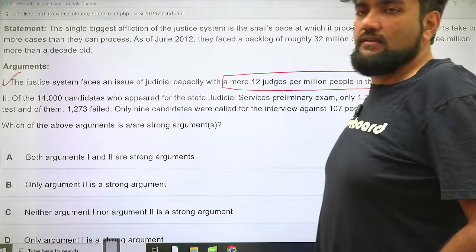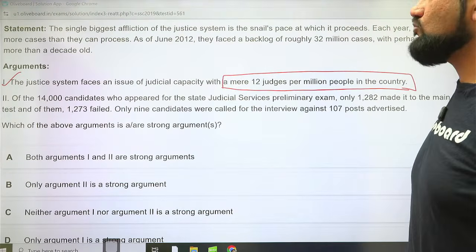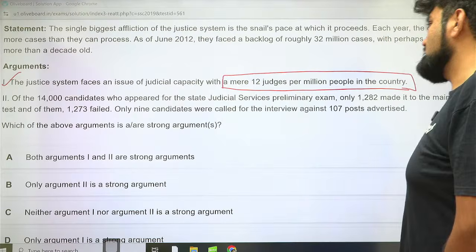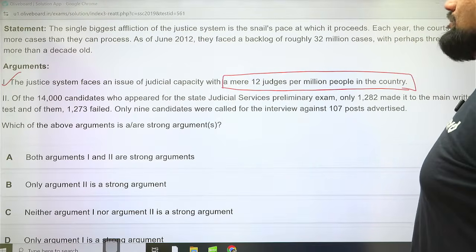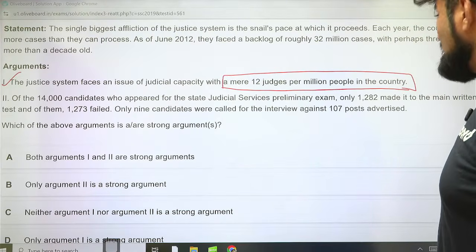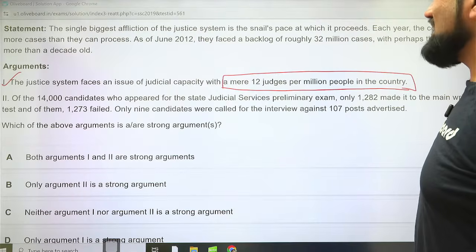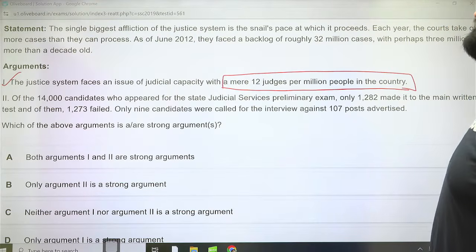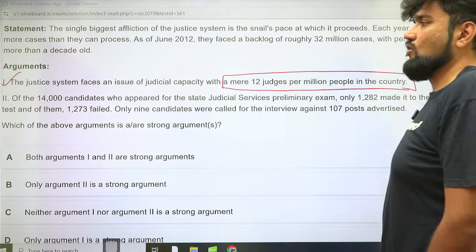The second one says that of the 14,000 candidates who appeared for the State Judicial Services preliminary exam, only 1282 made it to the main written test, and of them 1273 failed. Only 9 candidates were called for the interview against 107 posts advertised. Which of the above arguments are strong arguments?